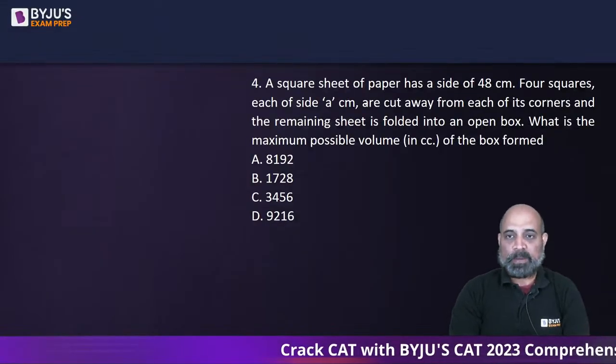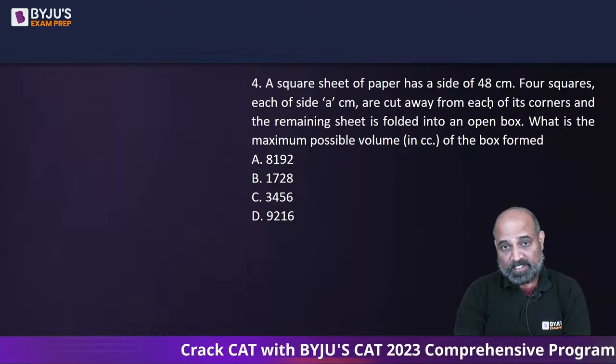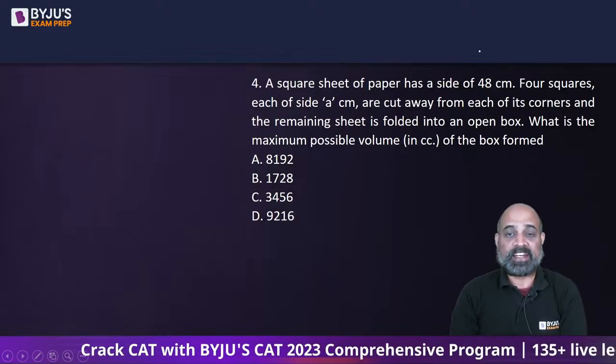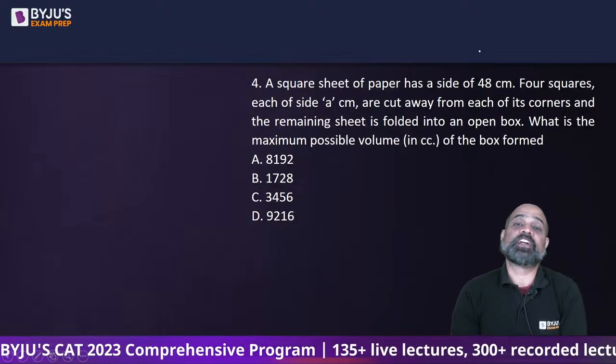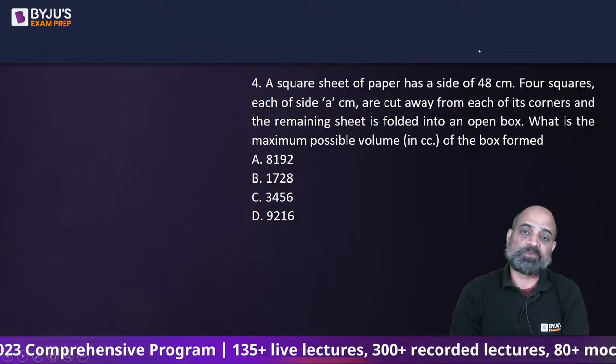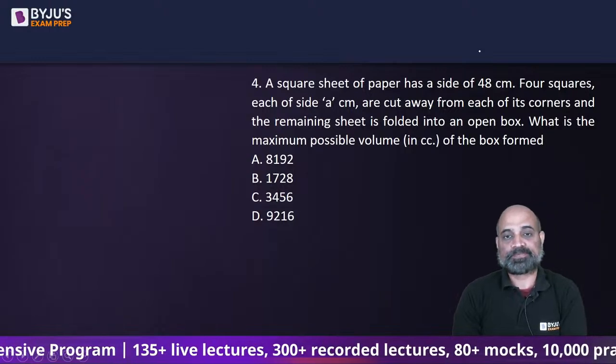A square sheet of paper has a side of 48 centimeter. 4 squares, each of side a centimeter, are cut from each of its corners, and the remaining sheet is folded into an open box. What is the maximum possible volume of the box formed?